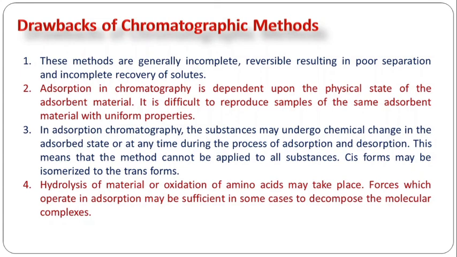Some of the organic and inorganic compounds are very sensitive to atmospheric oxidation. So it is possible that oxidation of those compounds may happen because this is open column chromatography. While in some cases hydrolysis of the materials may be possible. Suppose very sensitive functional groups are there that are sensitive to water or moisture, then hydrolysis of such materials may be possible. So these are the drawbacks of chromatographic methods.